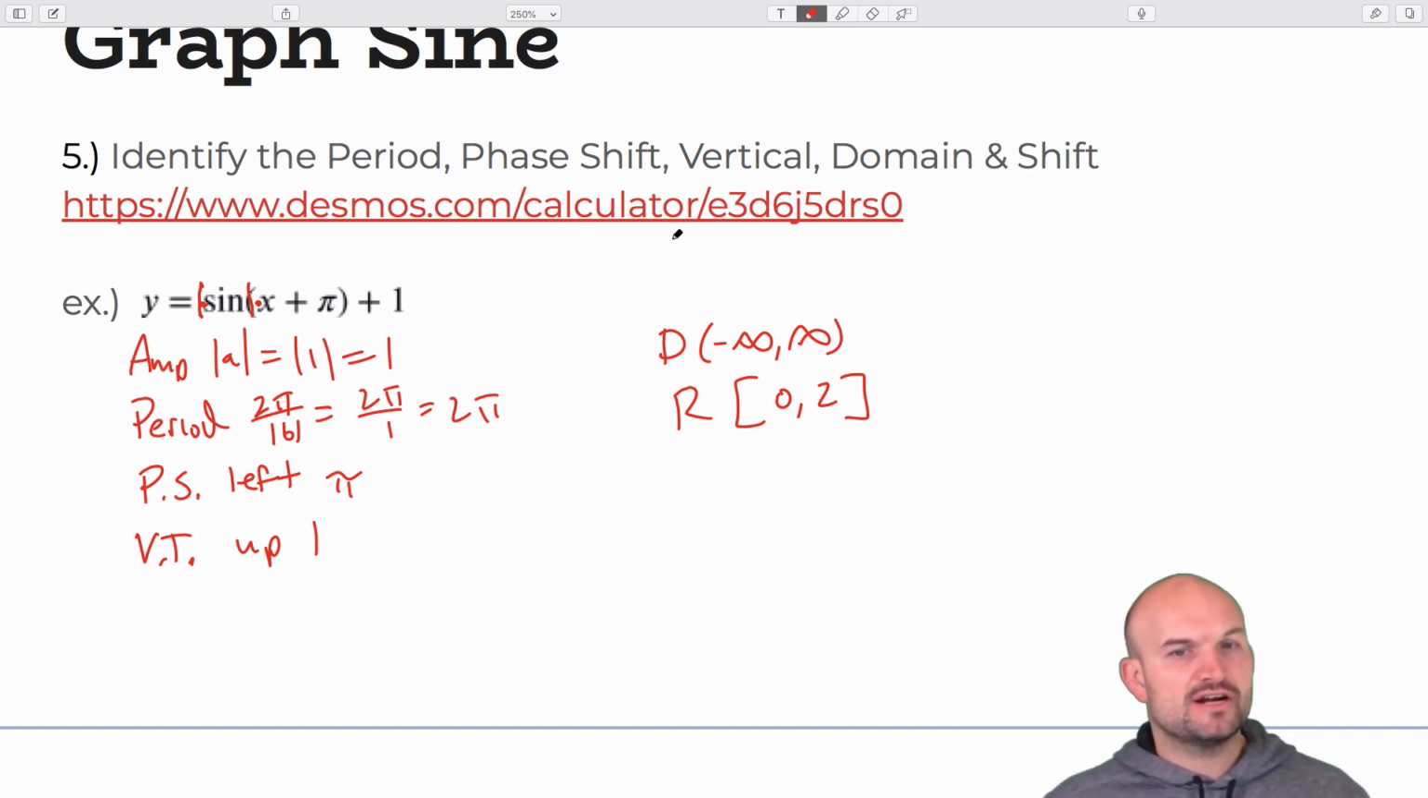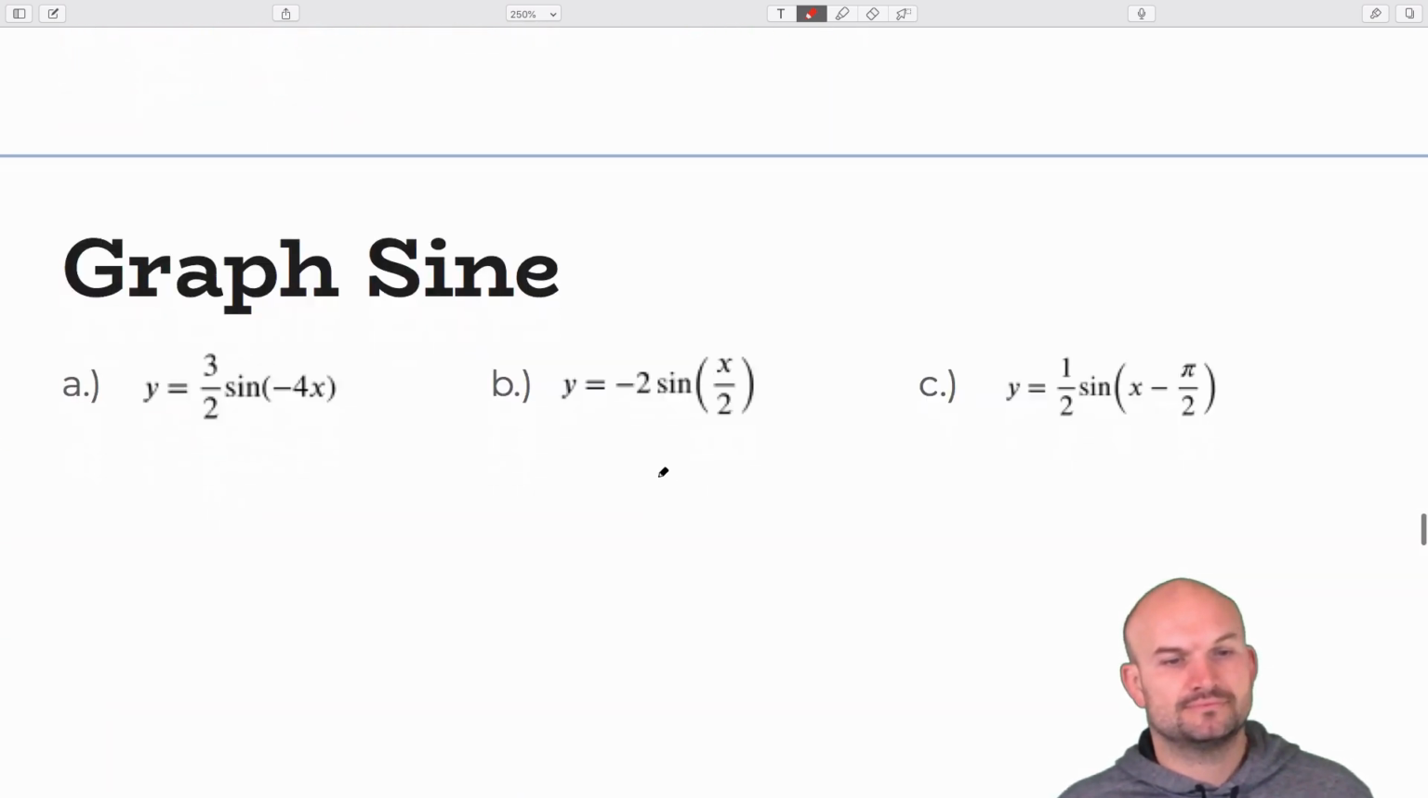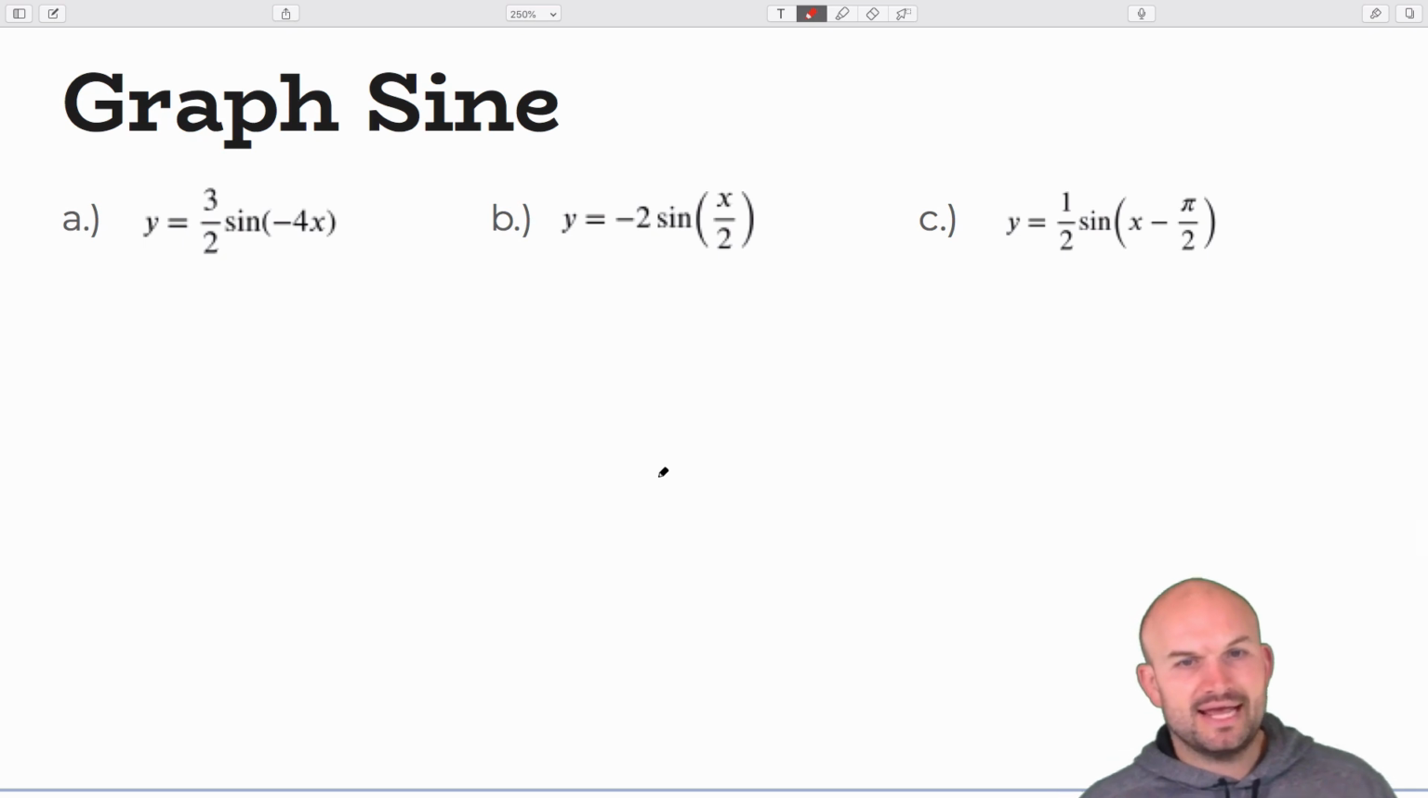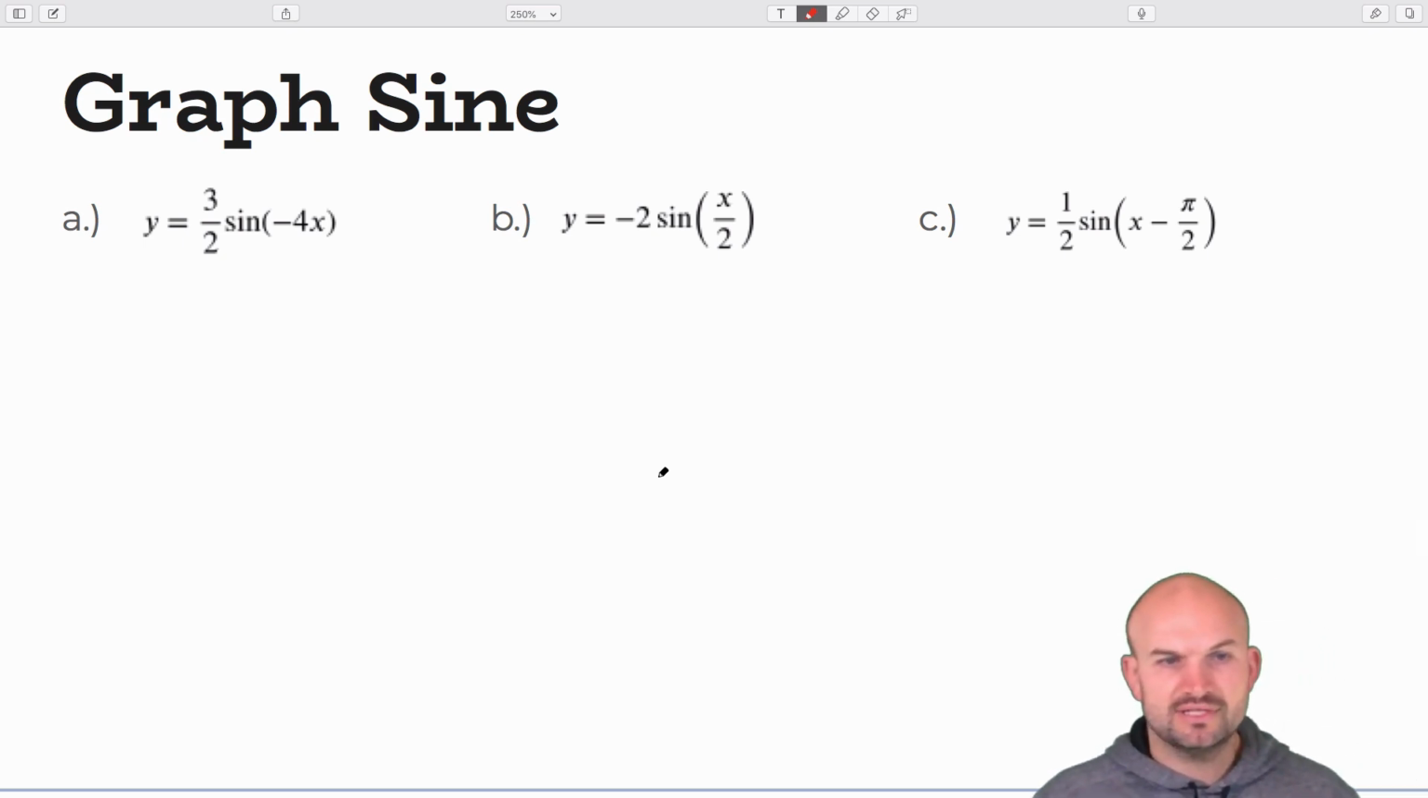So again, if you want to verify the graphs or take a look at it, I have the link provided for you. And that will help you understand a little bit more what the graph is. But for the sake of time, I'm going to work through all these, just identifying the parts of each graph. All right, so let's go ahead and just work on the parts of sine.